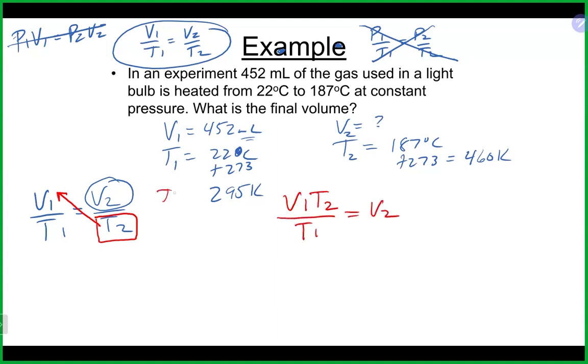We're essentially multiplying the T2 to the other side, basically. Yeah, that's what we're doing there. Any questions on that there?